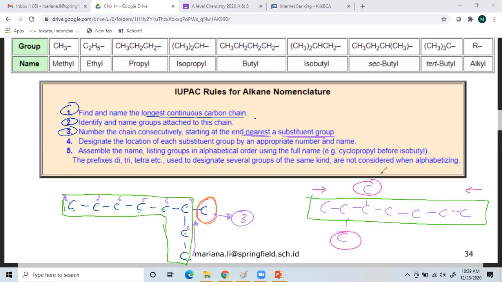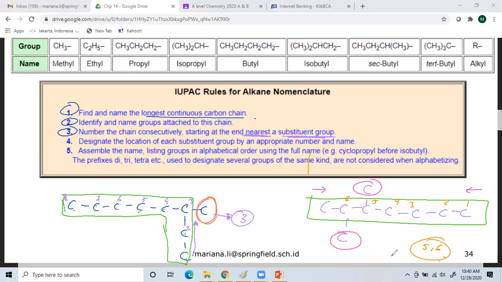The pink circle is the branch. The branch should attach to the carbon with the lowest number. So if I choose the left, I choose the numbering from left, 1, 2, 3, the branch attaches to carbon number 2 and carbon number 3, right? But if I choose to number from right, 1, 2, 3, 4, 5, 6, the branches attach to carbon number 5 and 6.